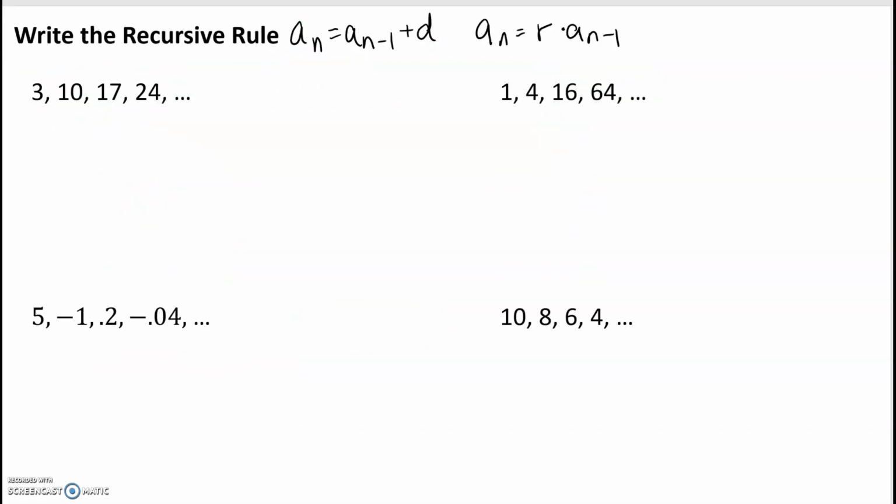Okay, what we're going to practice now is actually writing the recursive rules. So I have both of them up at the top of this page. Those are my recursive rules. One of them, remember, is arithmetic, and the other one is geometric. So it just depends on what is happening to my numbers as to which one you are going to use. So to start these, you always start by saying what your first term is.